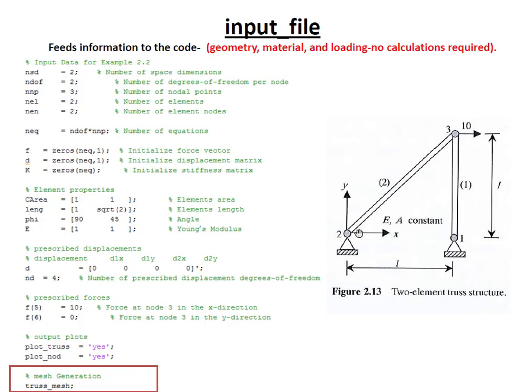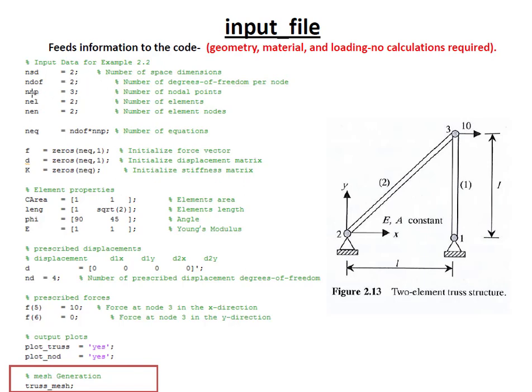So let's look at this example that we are considering. The first variable, which is NSD, is the number of space dimensions. Here we are in 2D space, and that's why this variable is 2. Then we want to know how many degrees of freedom we have per node. Since we are in 2D space, we can have a node moving in both the X and the Y direction. And we're going to have 2 degrees of freedom per node.